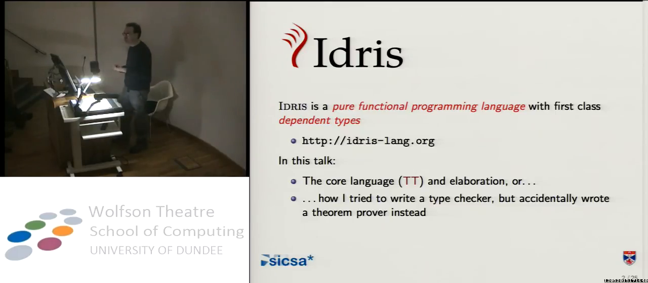Idris, if you don't know, is a purely functional programming language. It's inspired by Haskell and many other things, Epigram and so on. I say that it has first-class dependent types. When I say first-class types, I mean that types are a first-class language construct, so you can compute or manipulate types just like you can manipulate anything else. This leads to all kinds of nice things you can do with the language, which I'm not going to talk about today. What I am going to talk about today is all the challenges that this gives you when trying to implement one of these things.